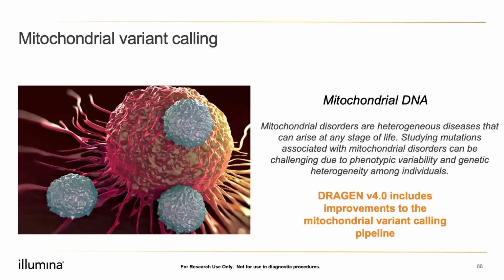Okay, so mitochondrial variant calling. Mitochondrial DNA is of interest for variant calling because mitochondrial disorders are heterogeneous diseases that can arise at any stage of life. Studying mutations associated with mitochondrial disorders can be challenging due to phenotypic variability and genetic heterogeneity among individuals. DRAGEN version 4.0 includes improvements to the mitochondrial variant calling pipeline.